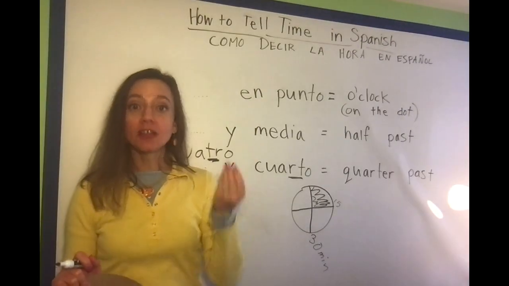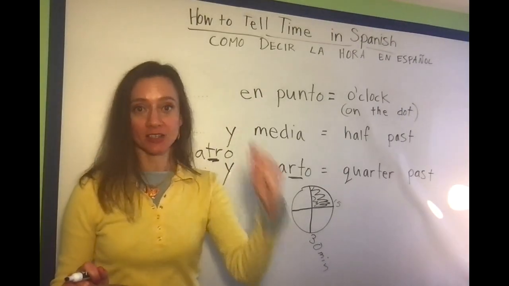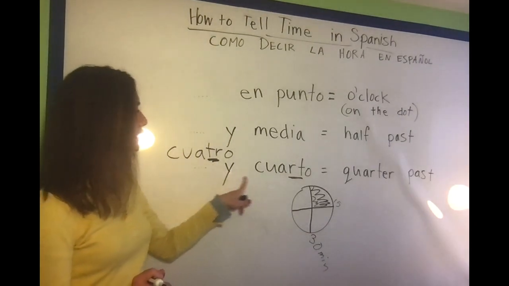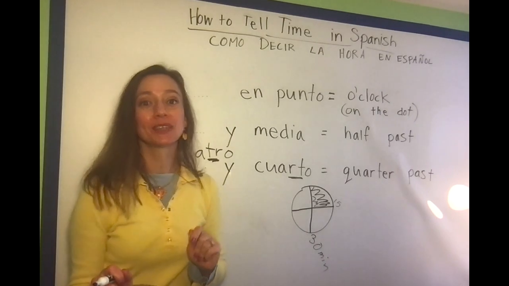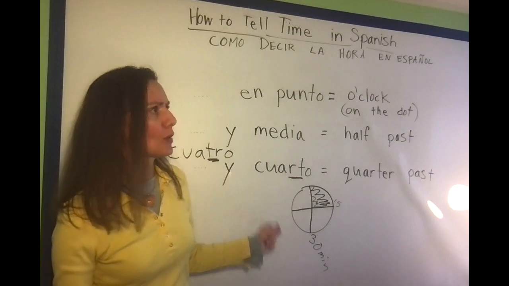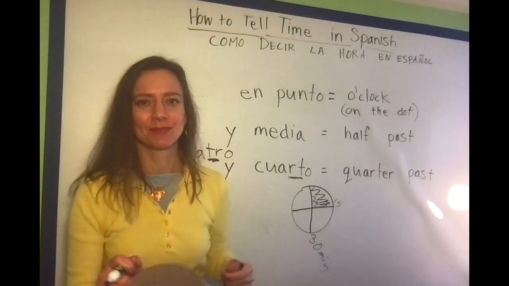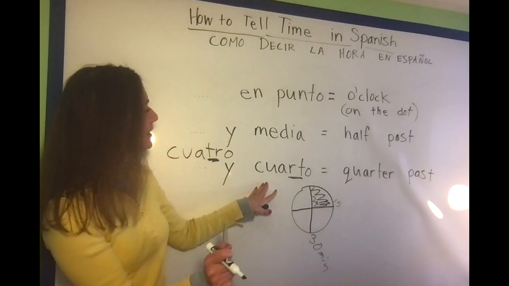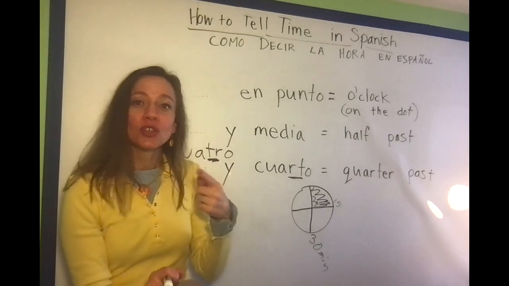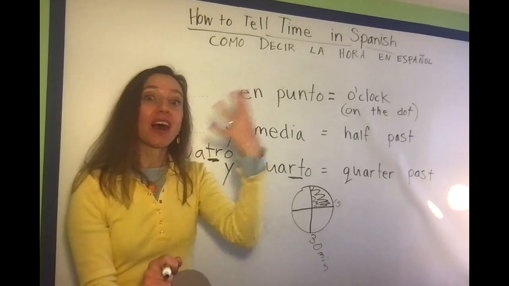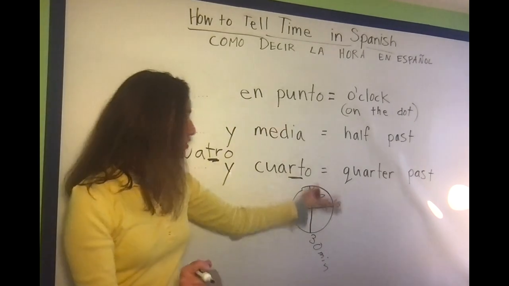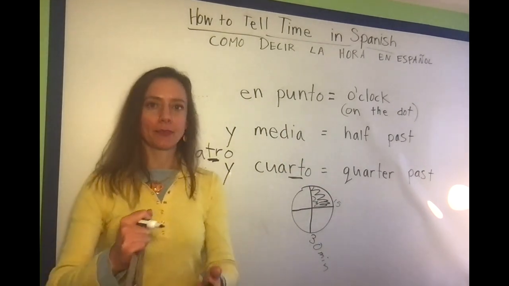So if it's 4:15 and I want to say it, I would say son las 4 y cuarto. Ooh, say that 5 times fast. Can you do it? I only did it 3 times. See if you can do 5. An easier way, you could just say son las 4:15. But remember, you get to choose what you say, but other people might not say those things. They might say these words, so you want to know how to understand them.